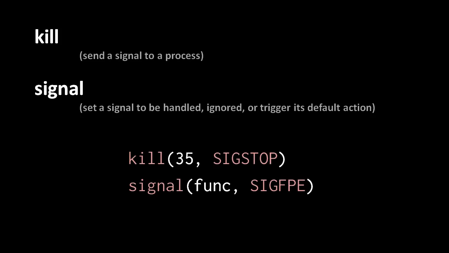Anyway, the two most basic system calls associated with signals are first kill and also signal, which is used to register signal handlers. So here, for example, we're invoking kill to send the SIGSTOP signal to the process 35, and the invocation of signal here is registering for the current process a handler for the signal SIGFPE, and the handler is a function which we pass in, here called func.